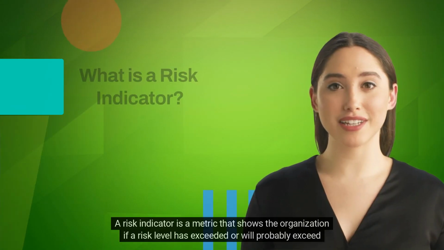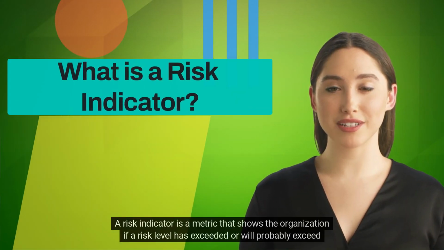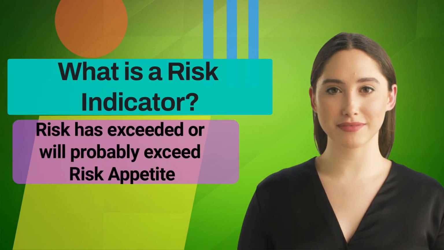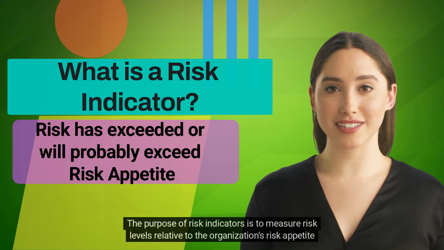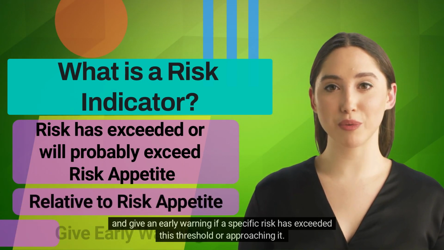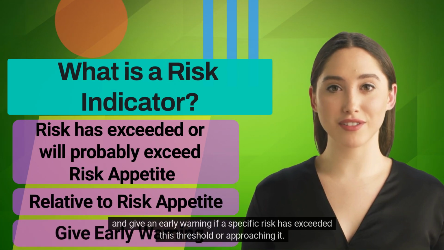A risk indicator is a metric that shows the organization if a risk level has exceeded or will probably exceed its defined risk appetite. The purpose of risk indicators is to measure risk levels relative to the organization's risk appetite and give an early warning if a specific risk has exceeded this threshold or is approaching it.